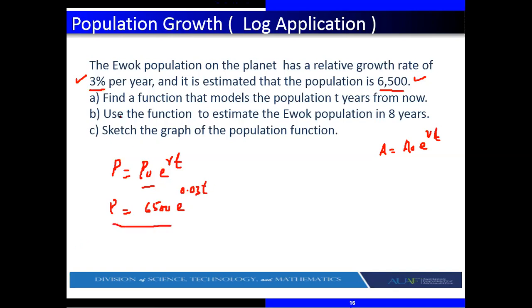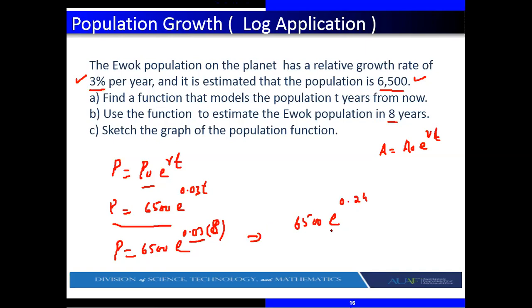What is option B? Use the function to estimate the population in 8 years. It means time is given. So when time is given, the population is equal to 6,500 e power 0.03 multiplied by 8 years. So write down 8. How can you solve it? First of all, 0.03 multiplied by 8 is 0.24. We have 6,500 e power 0.24.